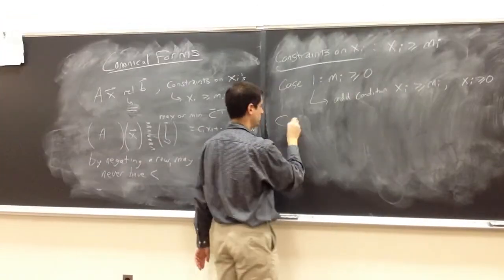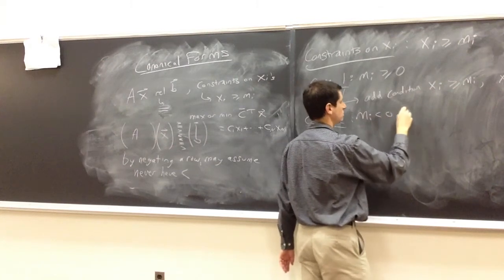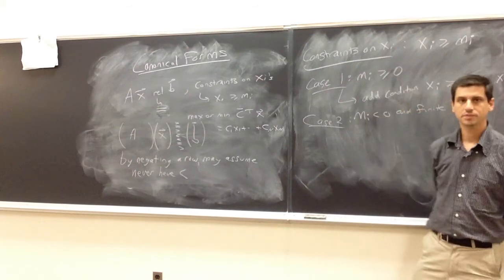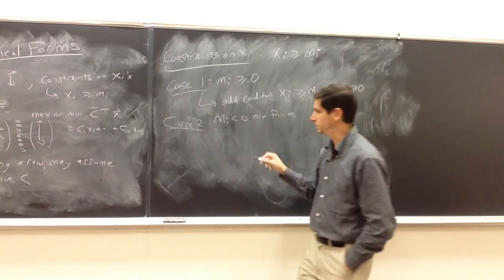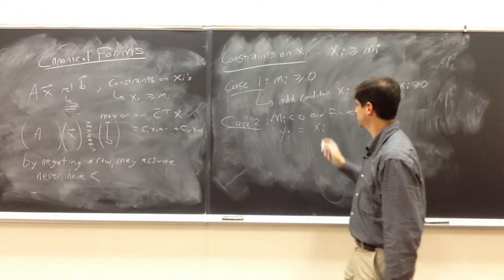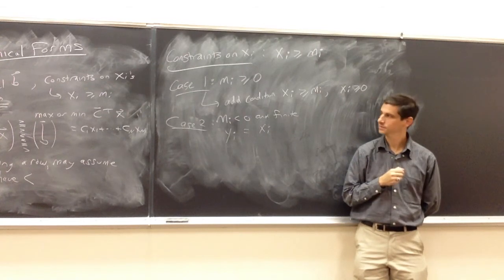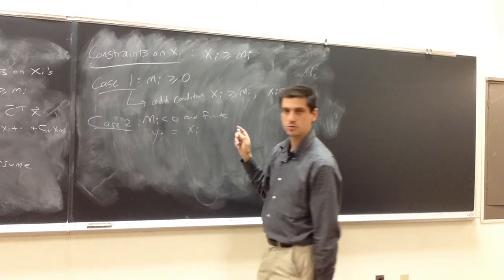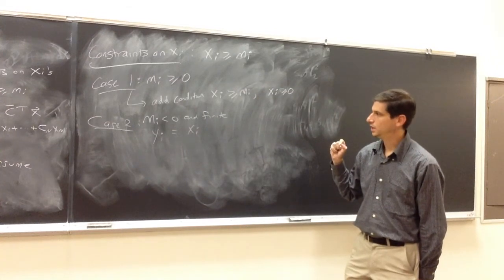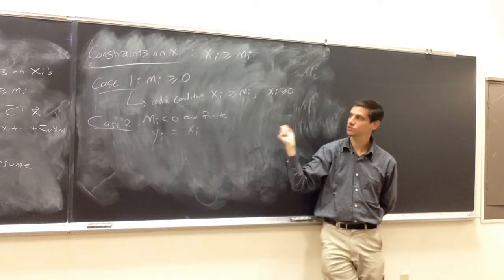All right. What's case 2? We'll do mi is less than 0 and finite. So now I want to figure out how I can deal with something like this. I can change variables. I want to relate yi to xi. How should I have them related? Negative xi? So yi equals negative xi? OK, one thing I could do is make yi negative xi, and then this reduces to case 1. Excellent. So that's one way to try to go about this.